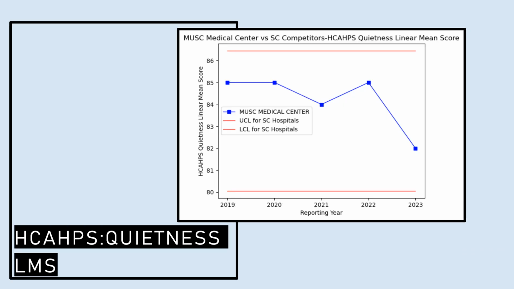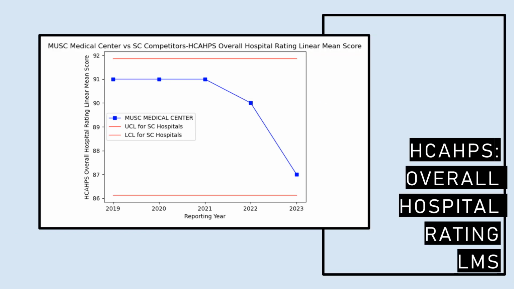The HCAHPS quietness linear mean scores are seen on this slide. The upper control limit is 86.45, while the lower control limit is 80.05. MUSC is within control limits for every year measured. We can see on this slide that for the HCAHPS overall hospital rating linear mean scores, MUSC remains within control limits for all years measured.